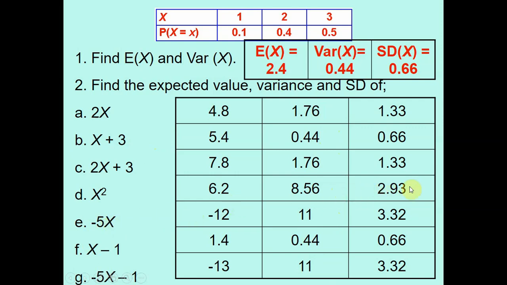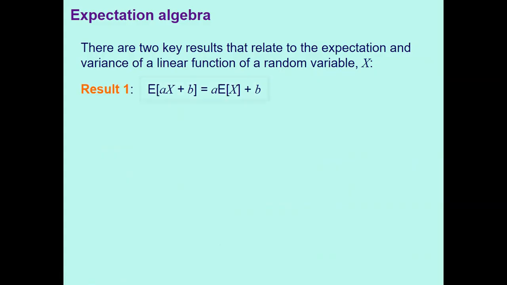Again, for these non-linear ones, the rule definitely doesn't seem to hold. So it appears we've got rules that we can identify when we find linear functions, and only linear functions, of x. Okay, so we'll have a look at those rules now. The first result is that if we find the expected value of a linear function ax plus b of x, then it's simply equal to a lots of E of x plus b. Alright, so a very simple result there.